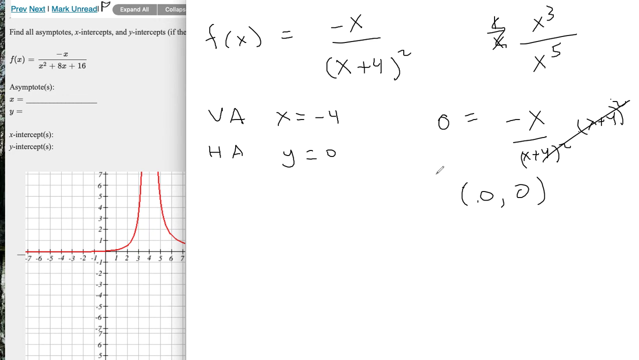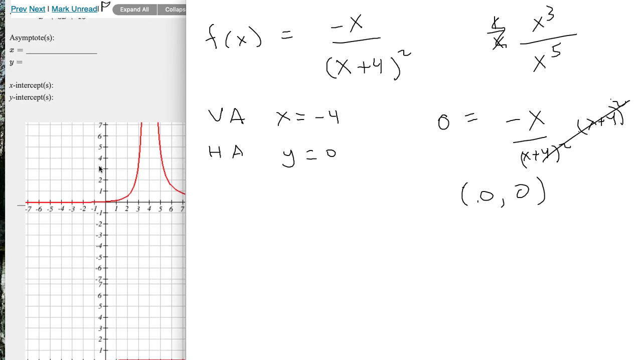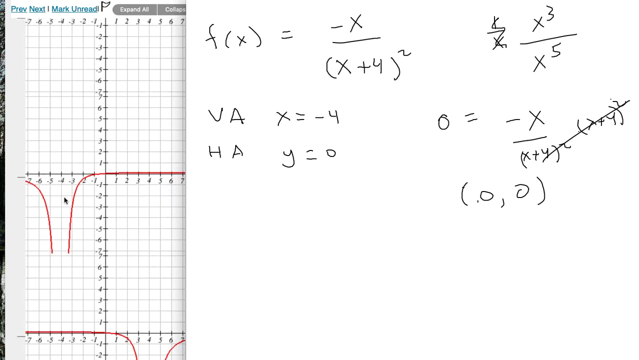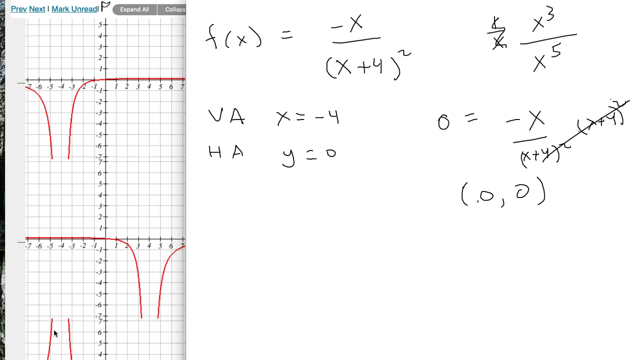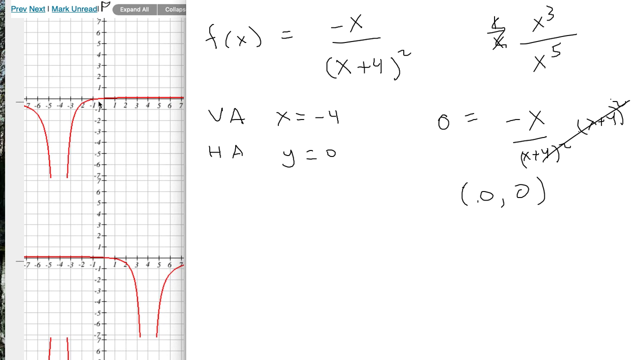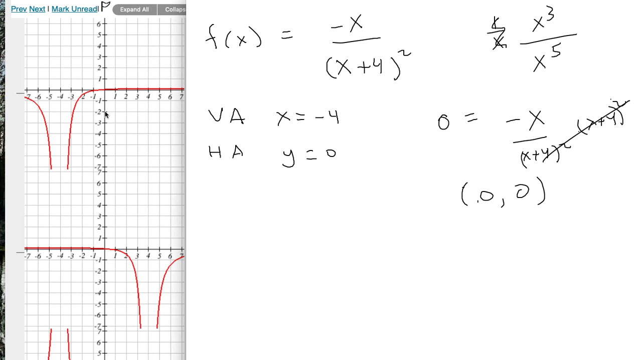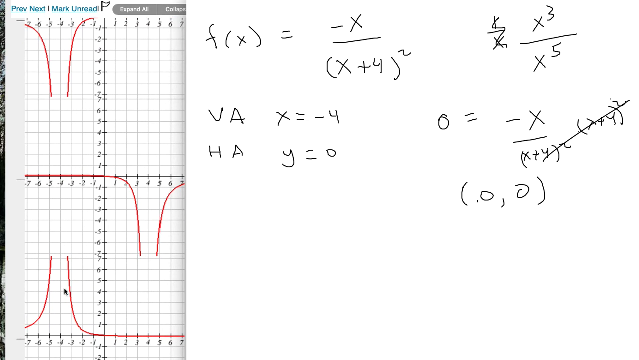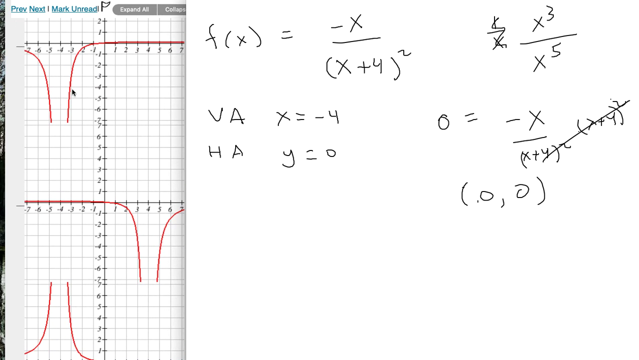And so that would be it in terms of the features of the graph, and then we just have to figure out which one it is. So we know we have a vertical asymptote at negative 4, so no, that one's not possible, and no, that one's not possible. And then we know we have an asymptote at 0, and we have an intercept at 0. And so in this case, our horizontal asymptote is being crossed, and that can happen. So then we have the question of, is it this graph or that graph?